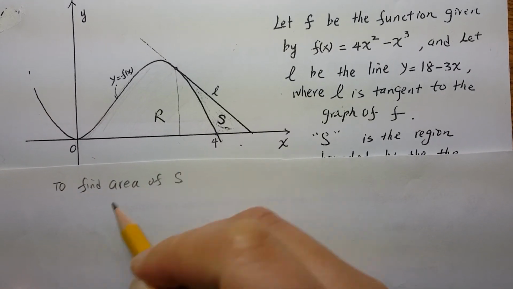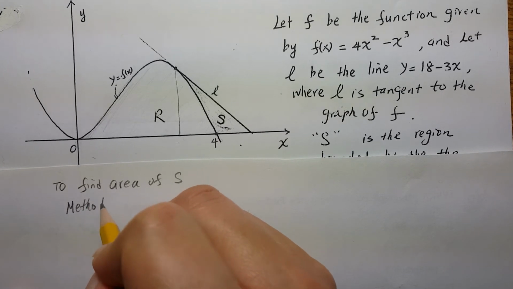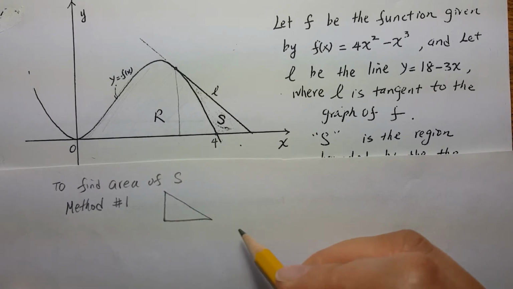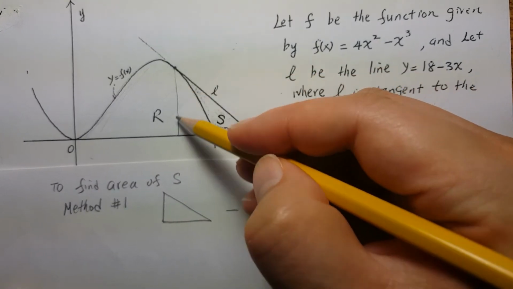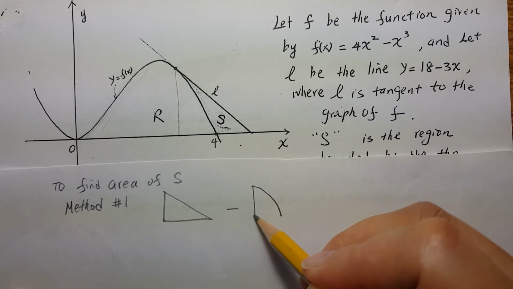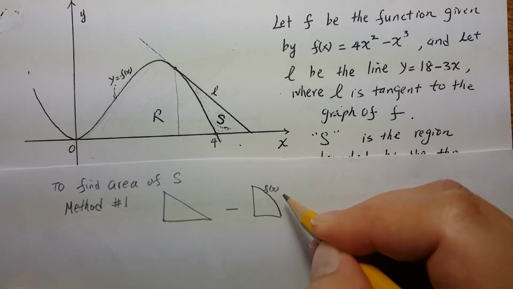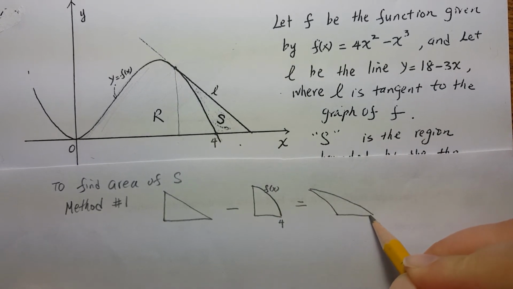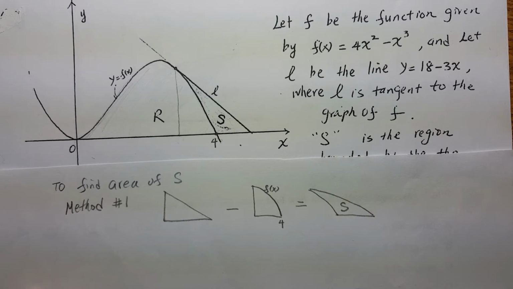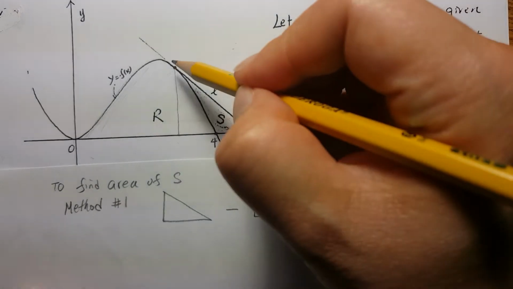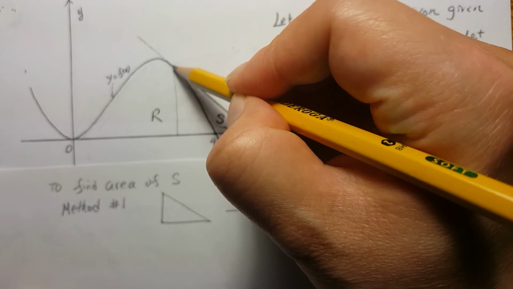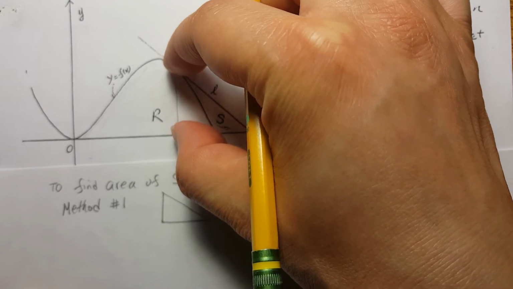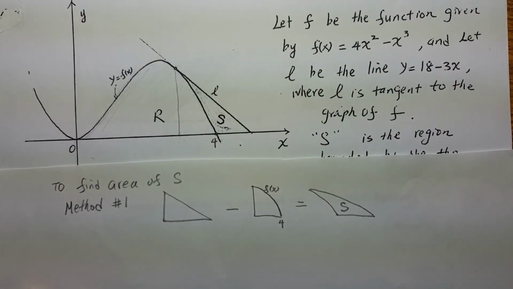So to find the area of S, my method number 1 is to find the area of the triangle and minus this part, and that will equal the area of S. So now I need to find the point of tangency because this will tell me what is the x value over here and what the y value over here, which is how much is the height for the triangle.